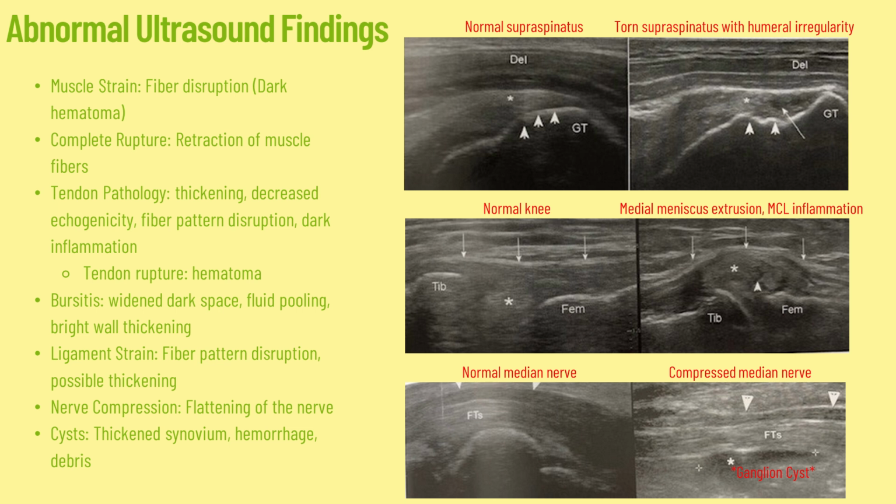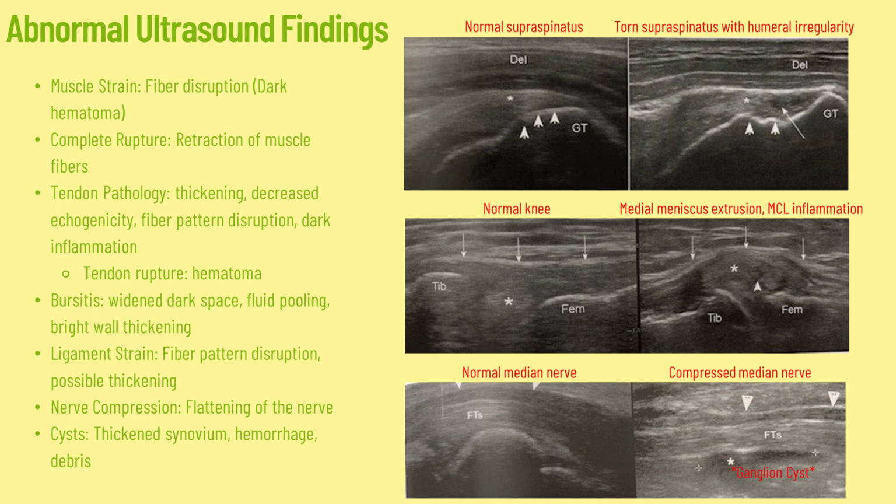The image right below in the middle here is going to be our knee. So we're going to look at the image on the left. This is going to be a normal knee. We are looking at the medial aspect of this knee. So the image is being taken at the medial aspect of the knee.